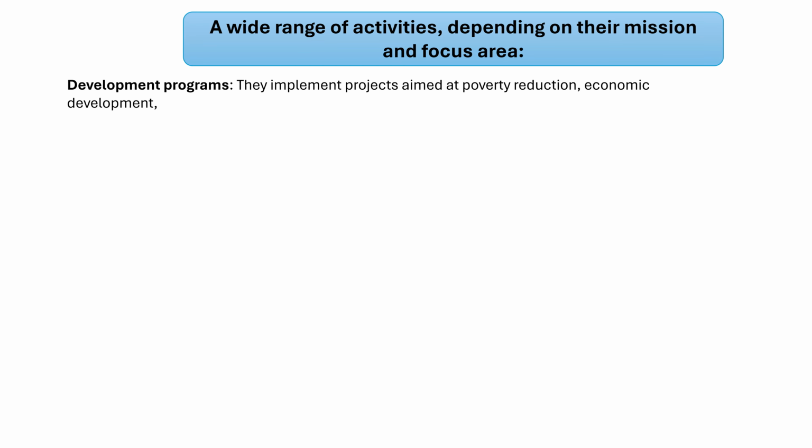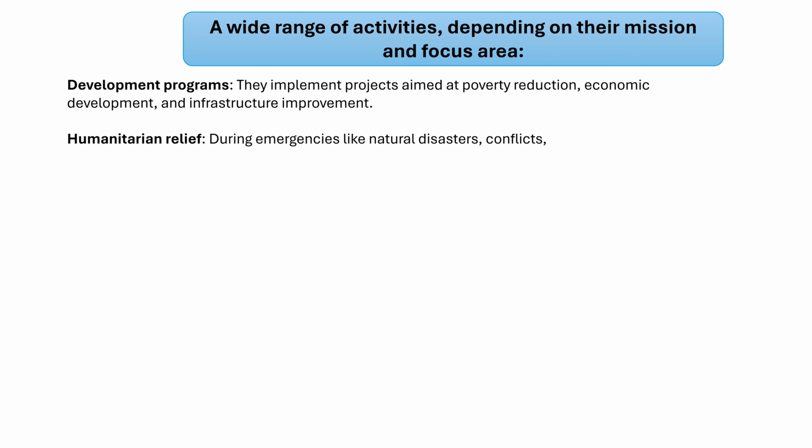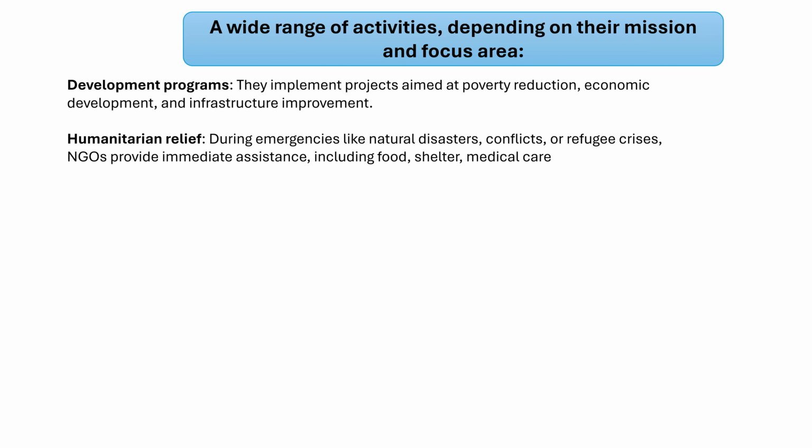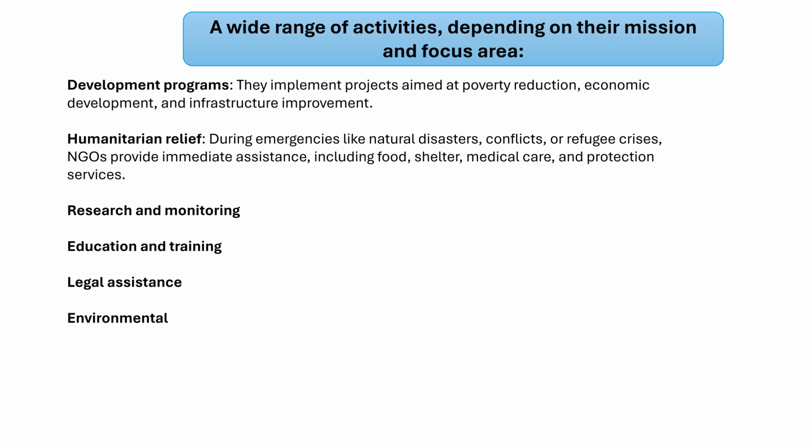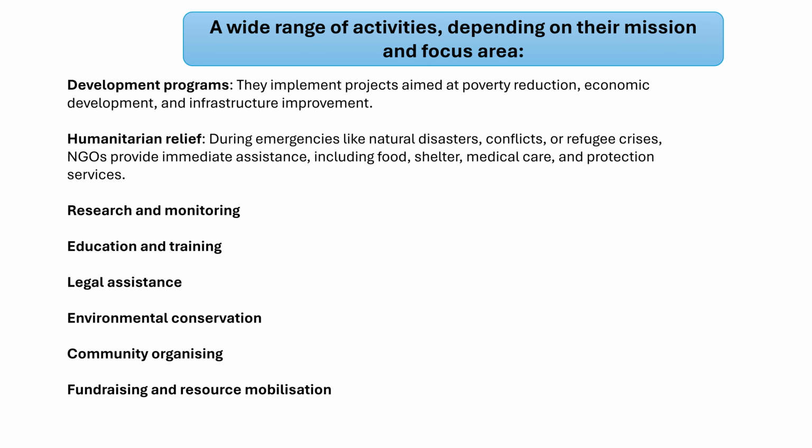Development programs. They implement projects aimed at poverty reduction, economic development, and infrastructure improvement. Humanitarian relief. During emergencies like natural disasters, conflicts, or refugee crises, NGOs provide immediate assistance, including food, shelter, medical care, and protection services. Research and monitoring, education and training, legal assistance, environmental conservation, community organizing, and fundraising and resource mobilization.